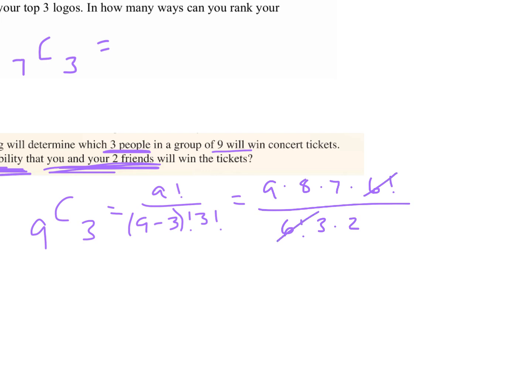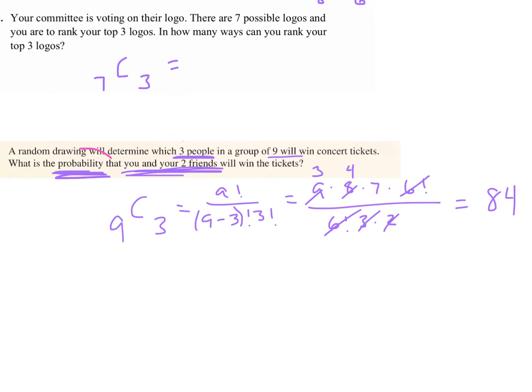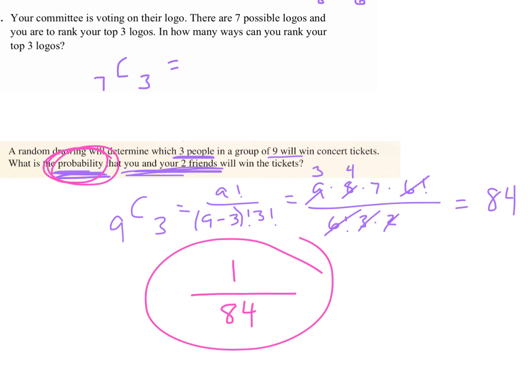6 factorials cancel. 3 can take out 3 from 9, and we're left with 3 there. 2 can take out 2 from 8, and we're left with 4. So 3 times 4 times 7 is 84. And since it says probability, you and your 2 friends are just one group out of the 84 possible groups here. So that would be 1 out of 84. So anytime it says probability, you're using combinations, and at the end, you just put 1 over whatever combination you got.